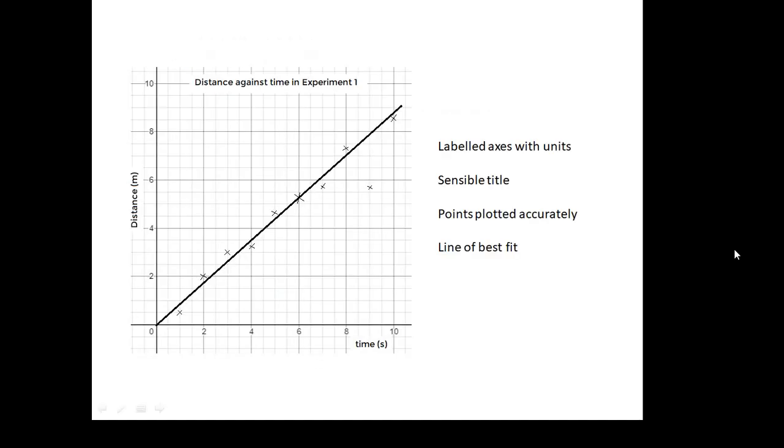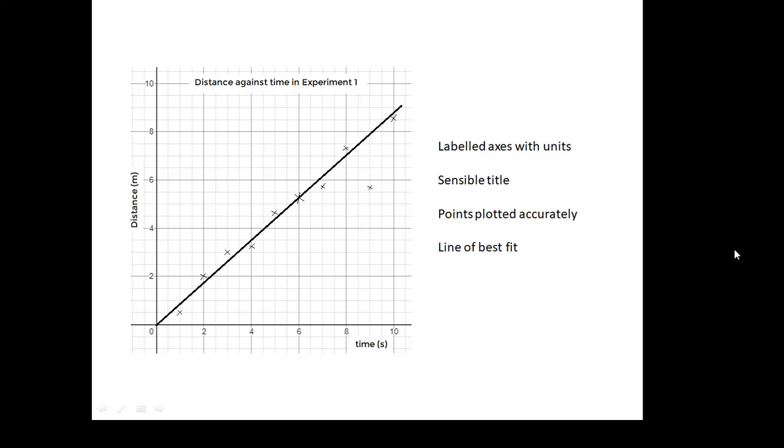Okay, now pretty basic. When you do a graph, what needs to be there? You need to label your axes. You need to have units in brackets. You should have a sensible title. You should always plot your points accurately. They will be checked. If you're asked to plot a graph in an exam, they will check that you are plotting your points accurately. And then we do a line of best fit.